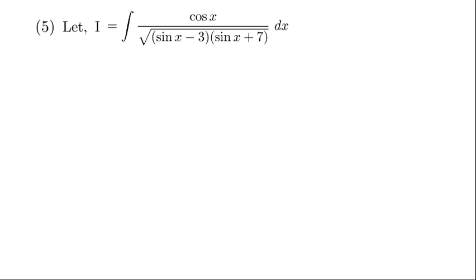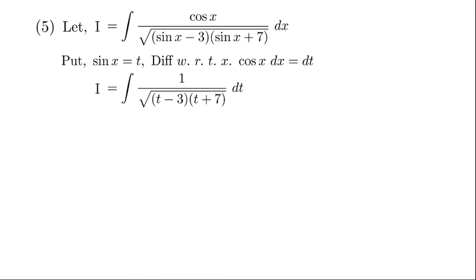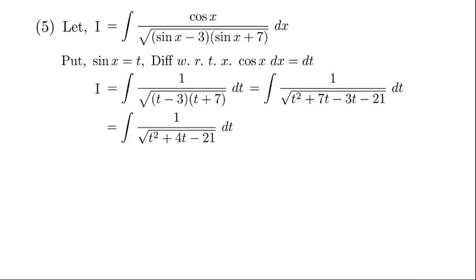And here it is clearly seen that the derivative of sin x is cos x. So we substitute sin x equal to t. Differentiate with respect to x: cos x dx is dt. So the problem changes to integration of 1 upon root of (t minus 3)(t plus 7) dt. And let us simplify that. Multiply the terms, and it gives you 1 upon root of t square plus 4t minus 21.